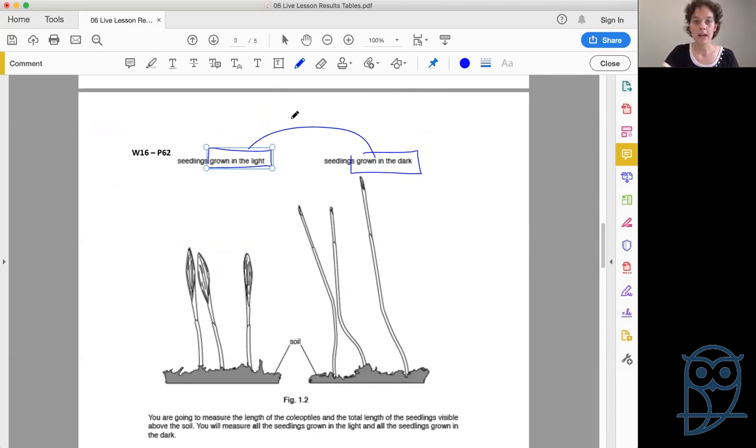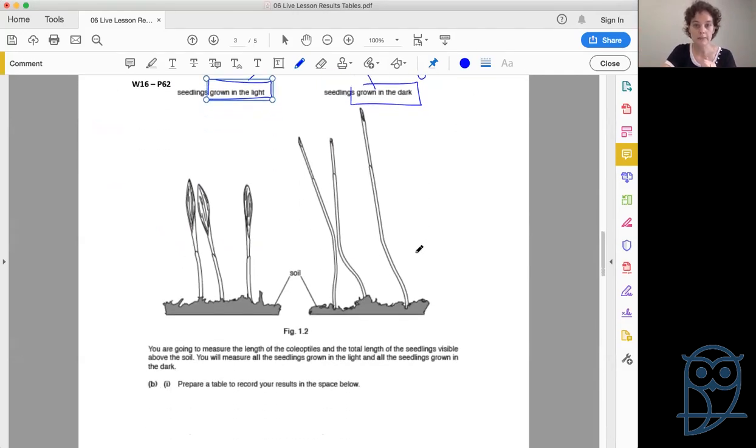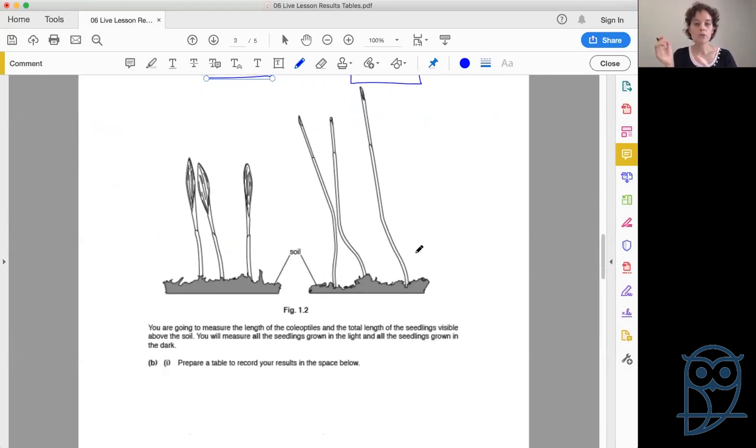So here we have our independent variable. If we summarize it as a variable rather than the two options, it is light conditions. Okay, so before we're even getting there, we're keeping track of what's going on. Okay, so here's our beautiful seedlings. And we are told, you are going to measure the length of the coleoptiles and the total length of the seedlings visible above the soil. You will measure all the seedlings grown in the light and all the seedlings grown in the dark.